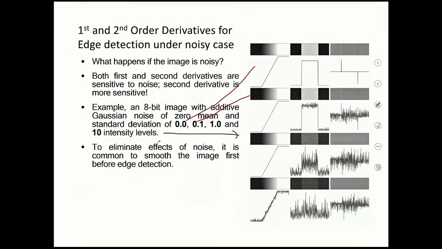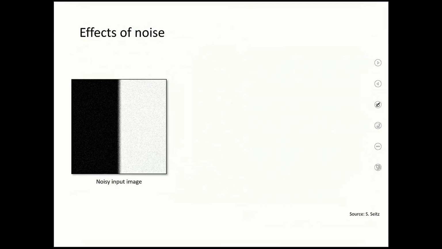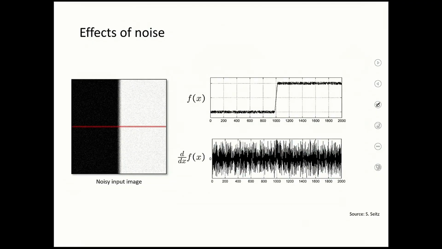Similarly, if I increase the noise to one, there's noise appearing here, and the first order and second order are almost not visible. Similarly, if I increase the intensity, you cannot even see the edges. So this is a problem, right? Again, if I take the first order derivative, I get this thing for the noise.